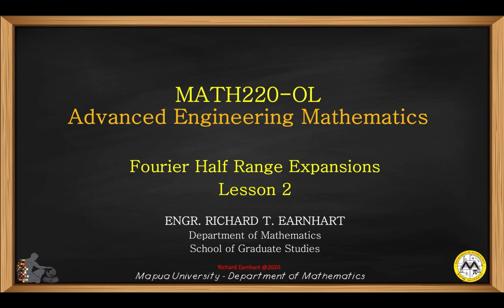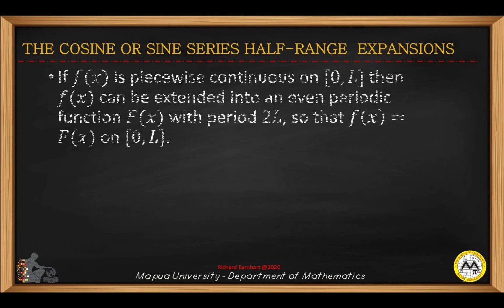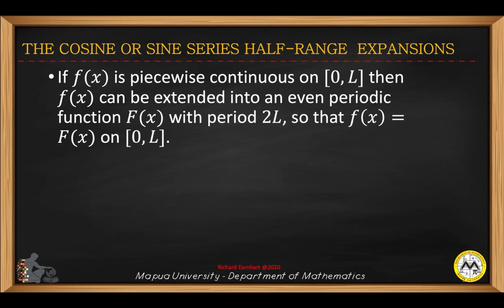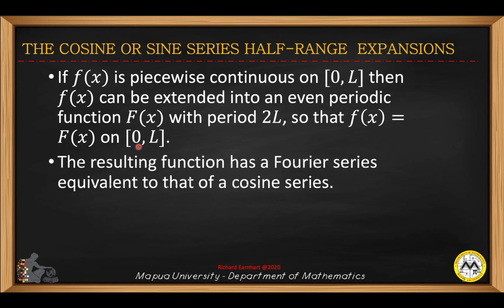For lesson number 2, I'm going to discuss Fourier half-range expansions. If f of x is piecewise continuous on the closed interval 0 to L, then f of x can be extended into an even periodic function, capital F, with period 2L, so that f of x equals capital F of x on the closed interval 0 to L. The resulting function has a Fourier series equivalent to that of a cosine series.